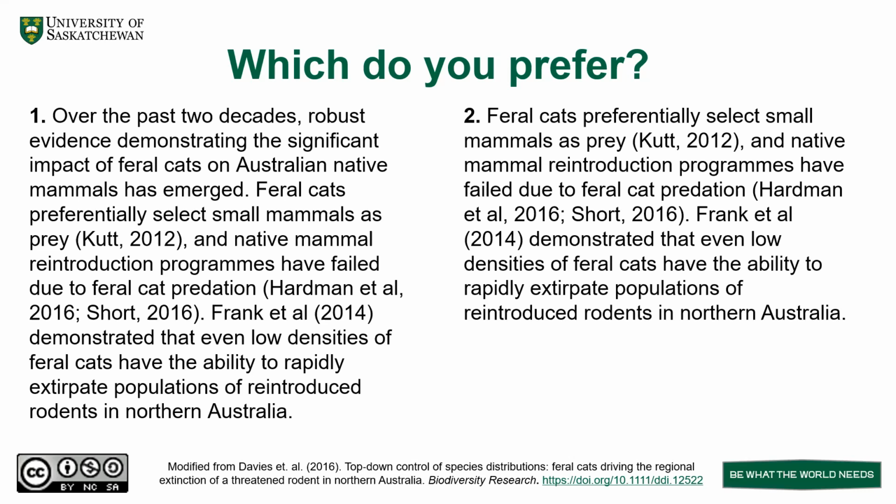Frank et al. demonstrated that even low densities of feral cats have the ability to rapidly extirpate populations of reintroduced rodents in northern Australia. So what's your preference and what's accounting for that preference? Feel free to share in the chat.